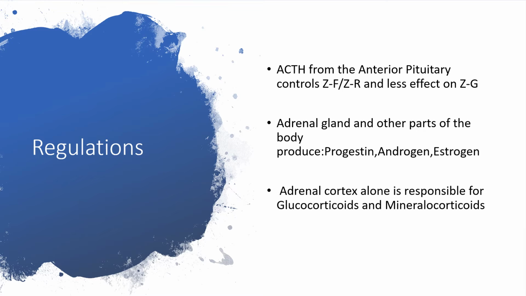Regulations. Adrenocorticotropic hormone from the anterior pituitary will control zona fasciculata and zona reticularis, but will not control zona glomerulosa so much because it will only have less effect on that. Okay? The adrenal gland and other parts of the body will produce progestin, androgen, and estrogen. The adrenal cortex alone is responsible for glucocorticoids and mineralocorticoids production.